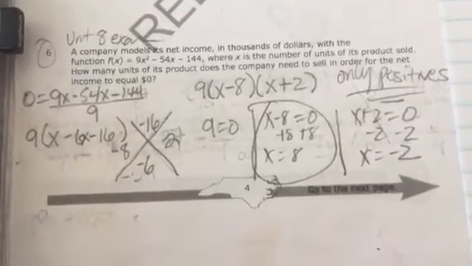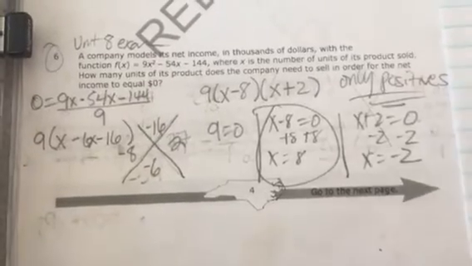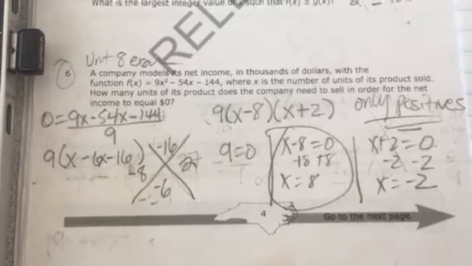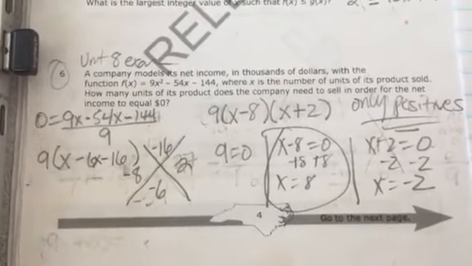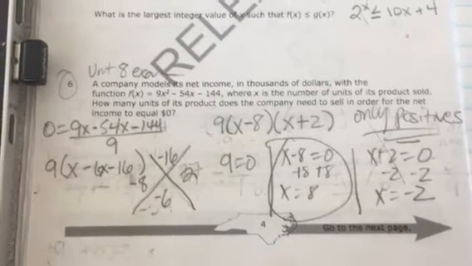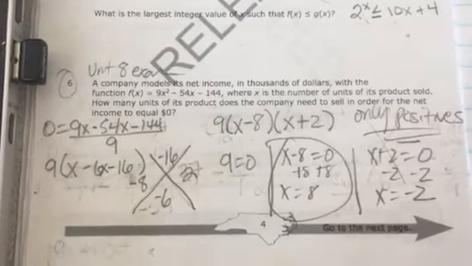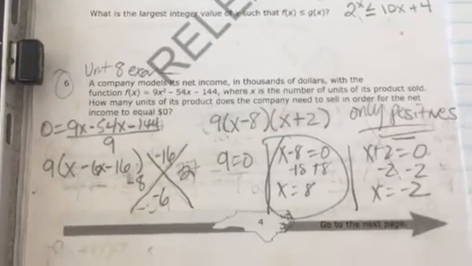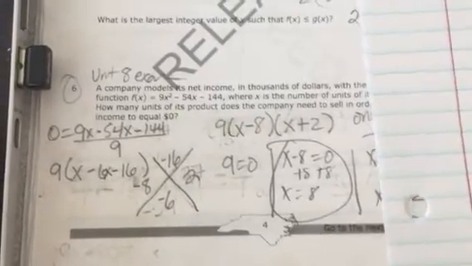So a company models its net income in thousands of dollars with the function f of x is equal to 9x squared minus 54x minus 144, where x is the number of units of its product sold. How many units of its product does the company need to sell in order for the net income to equal 0?